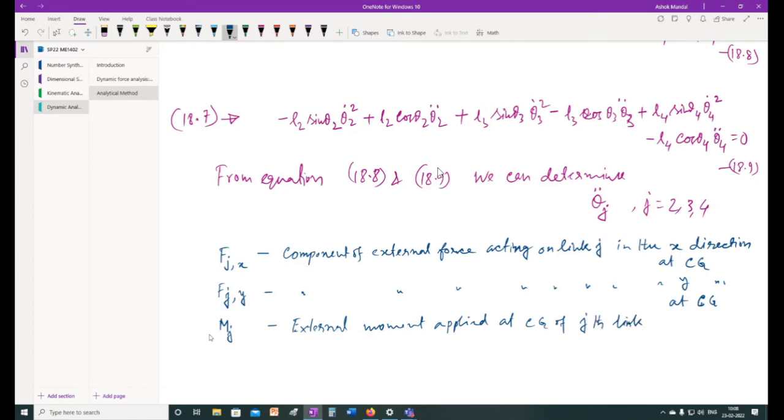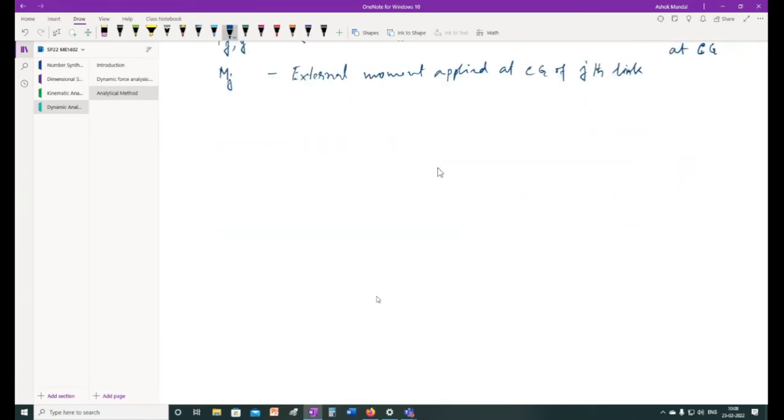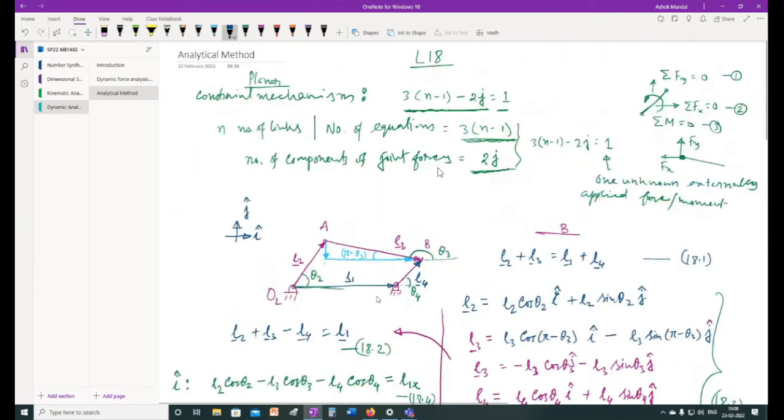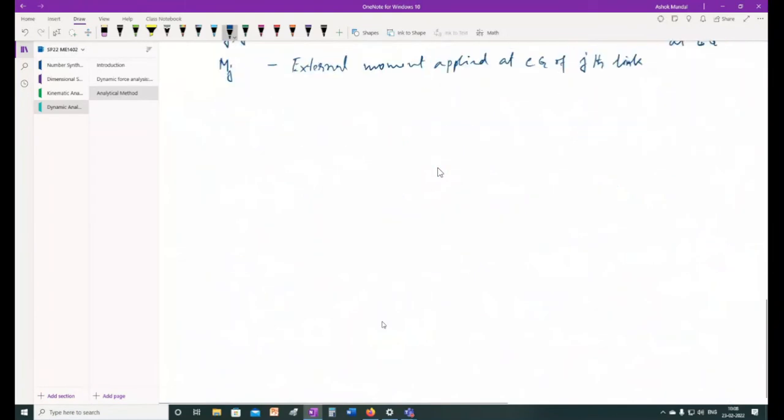These are the definitions we'll be using. Now let us draw the free body diagram of the same mechanism. When we draw the free body diagram of link 2, we have joint forces acting on this point, say O2, and this point A.